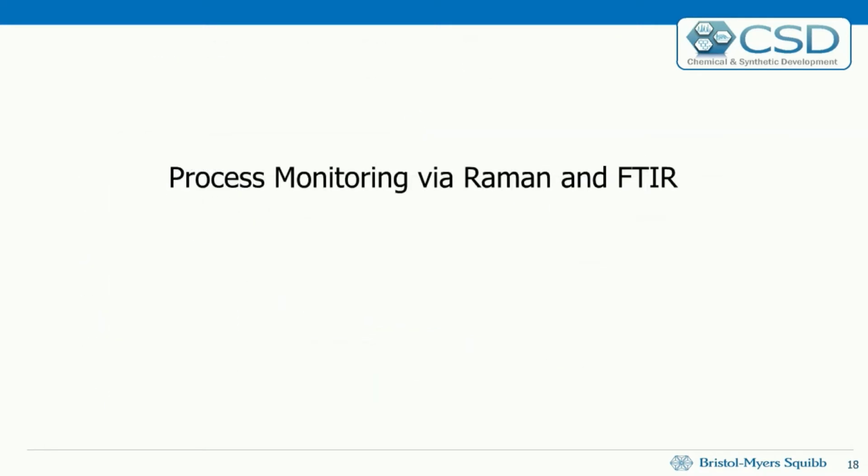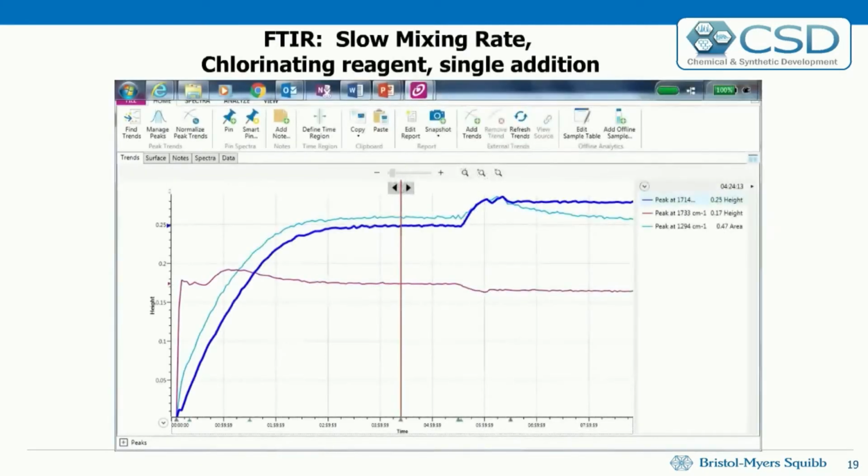Now, I'm going to shift gears and go back towards the main topics here, and that has to do with the quality of following the reaction or the forms that you have to maintain during pharmaceutical development. In this particular case, I'm just going to show you some FTIR work and then Raman and back to FTIR. This happens to be a very slow mixing rate of chlorinating reagent that we used in a single addition.